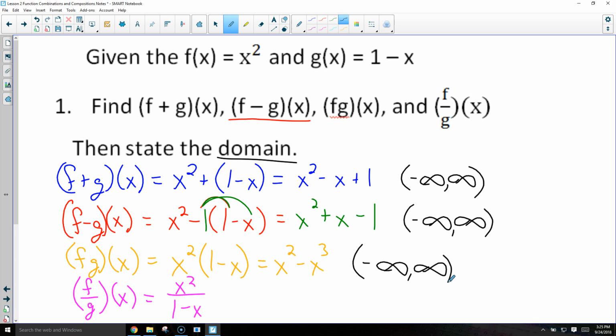It's on the last one, where we've got x squared divided by 1 minus x, that I have to worry about dividing by 0, so that's where I would set the bottom not equal to 0, and I would get x is not equal to 1. So we would write that as negative infinity to 1 union 1 to infinity. And that's our domain for that problem.